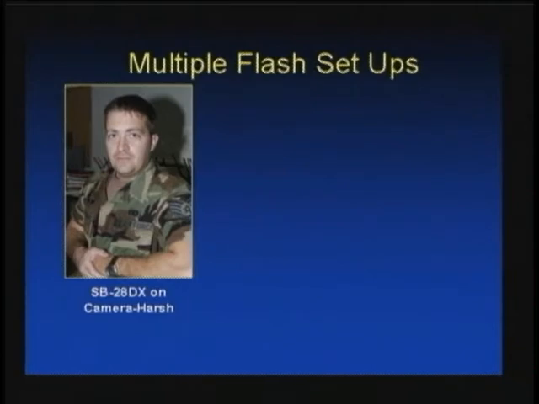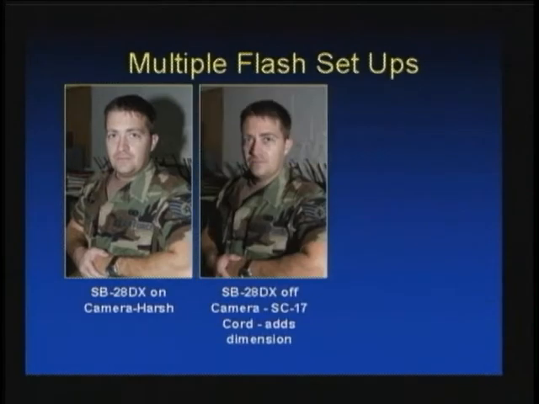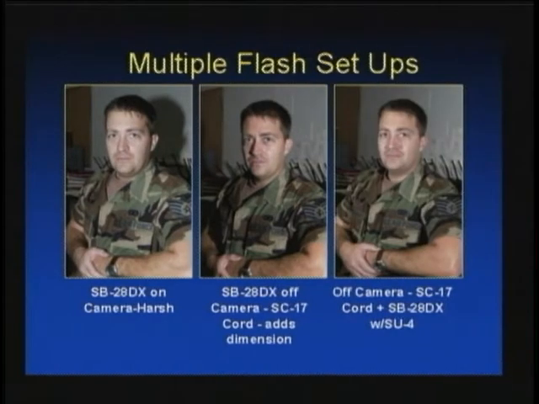The first step was to take the flash off camera using an SC17 cord. It made the photograph a lot better, but I still had some heavy deep shadow on the Master Sergeant's left side. Then I added a second speedlight, an SB28DX connected to an SU4, and we have a very natural two-light scenario, very easy to do in the field, down and dirty, nothing fancy about it. Works great.